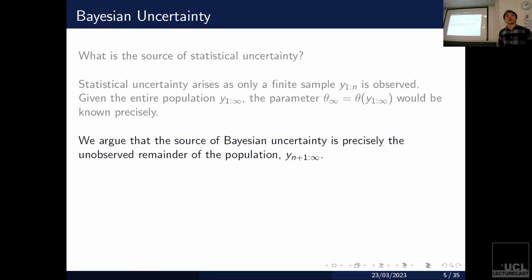What we argue is that when you're being Bayesian and you have this posterior uncertainty, it's fundamentally about the uncertainty in the remainder of the population. So we've seen y1 to n. What do we need to compute this theta infinity? Well, we need yn+1 to infinity. And we're going to argue that the Bayesian targets the uncertainty in this infinite population directly. And this is where the connection between prediction and inference arises.